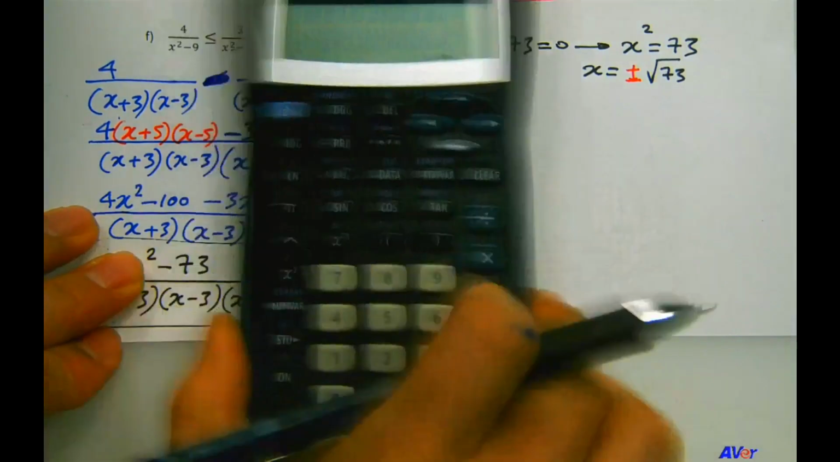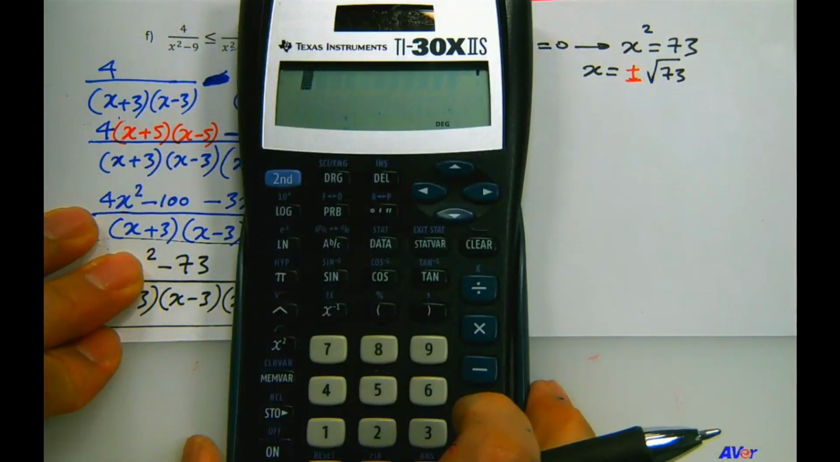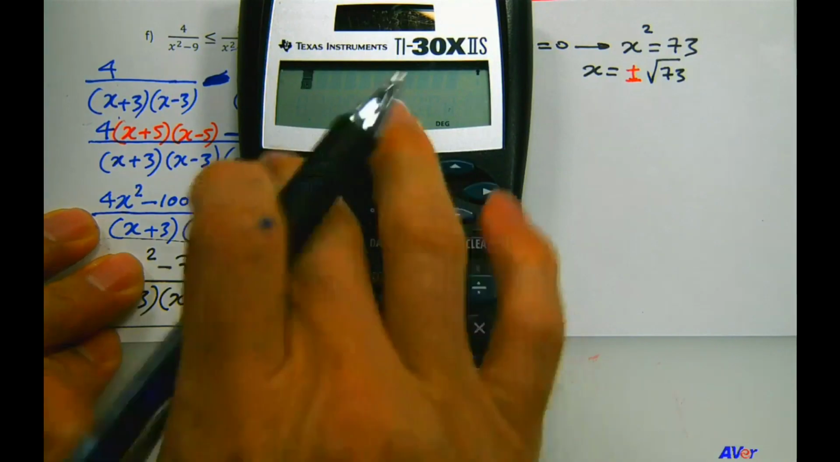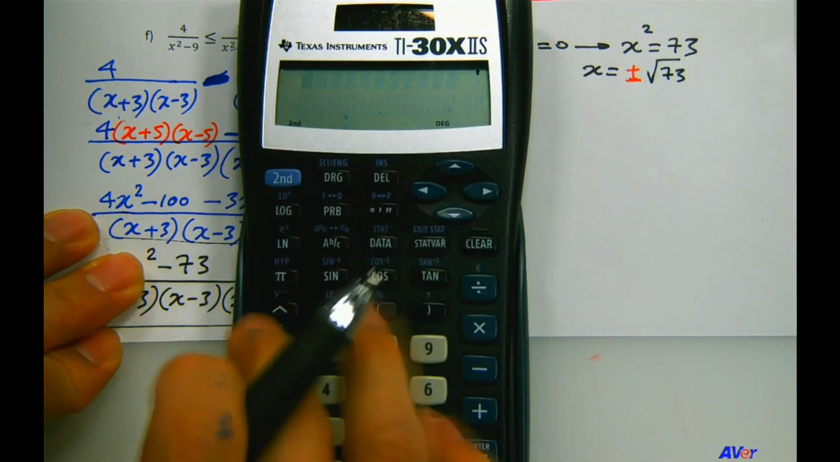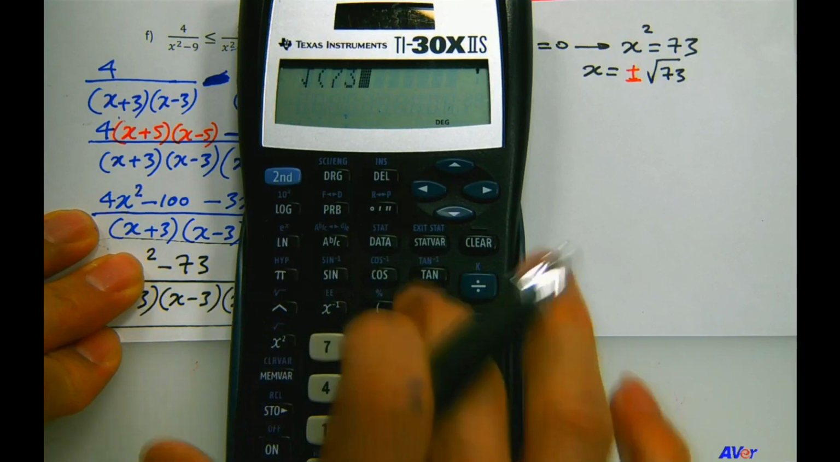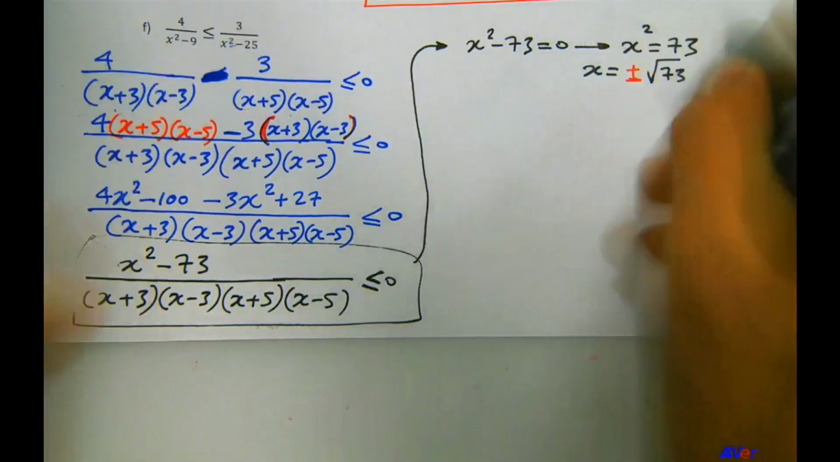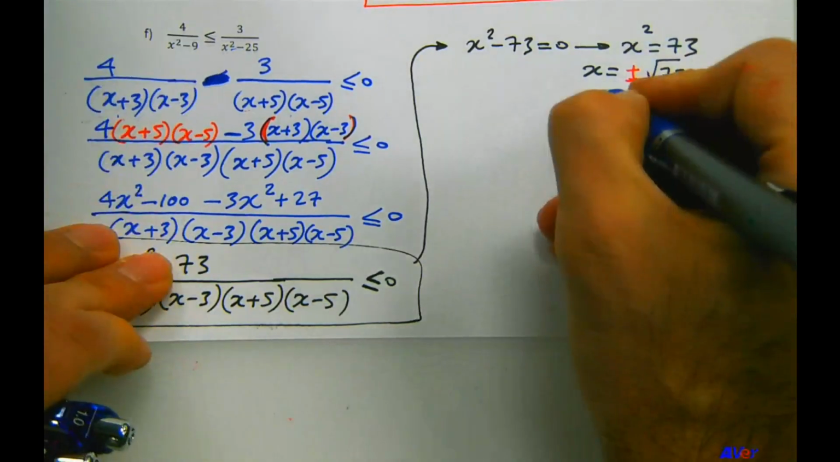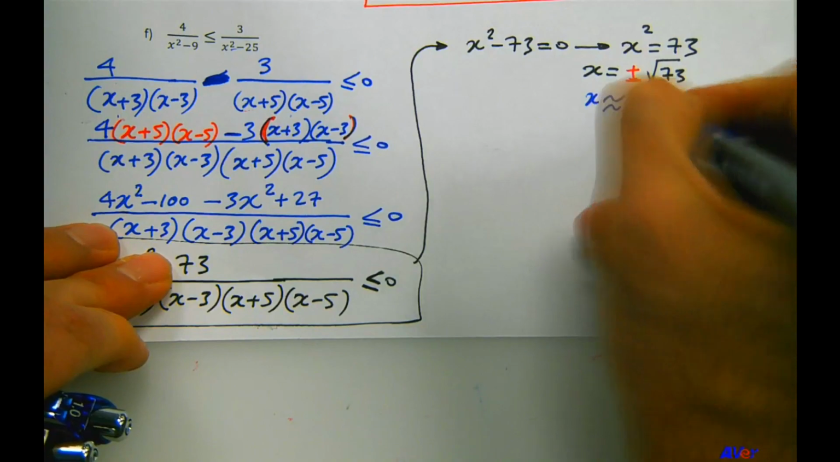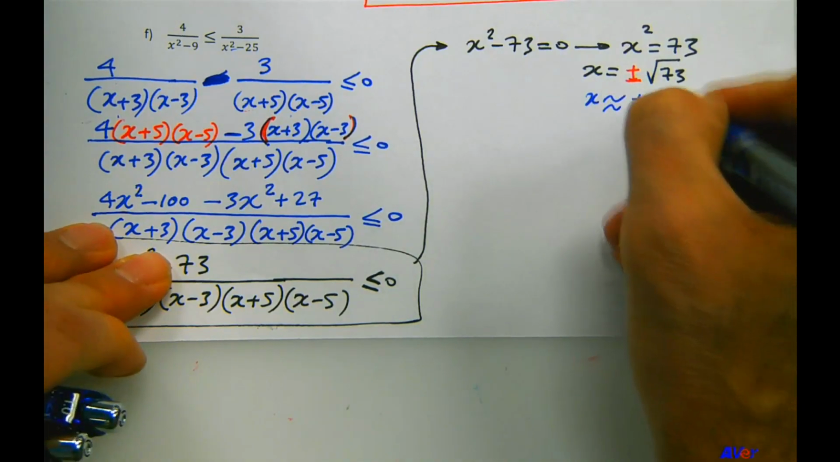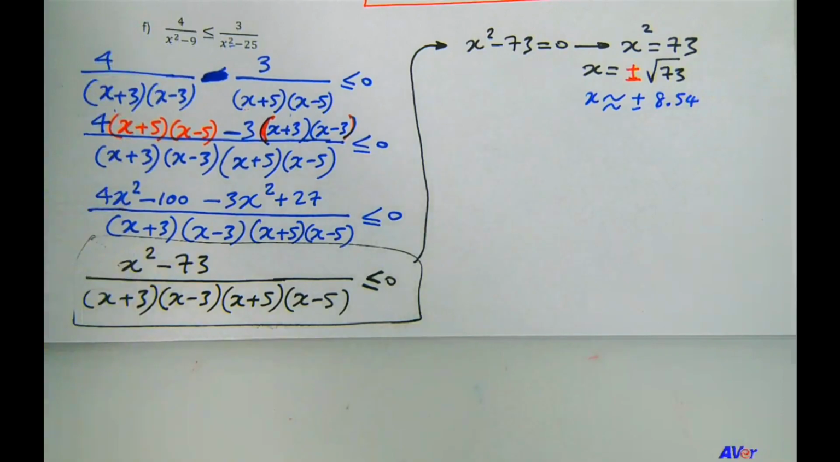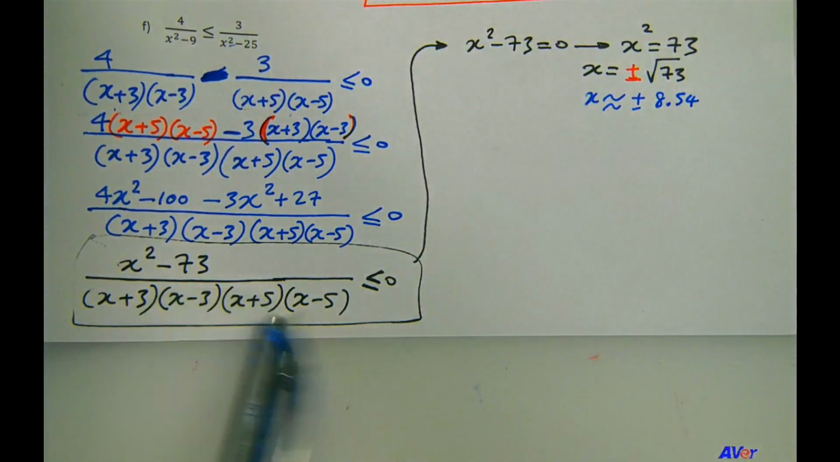So I'm going to calculate that here. So we have a rough idea where that is located on the real number line. So square root of 73, 8.54, right? So roughly, so this is x roughly equals plus or minus 8.54. So the other factors in the denominator make it easy for us to determine where are the critical values, right?